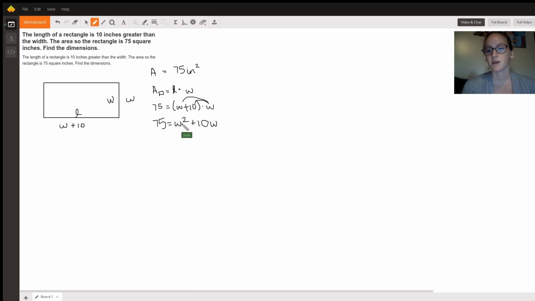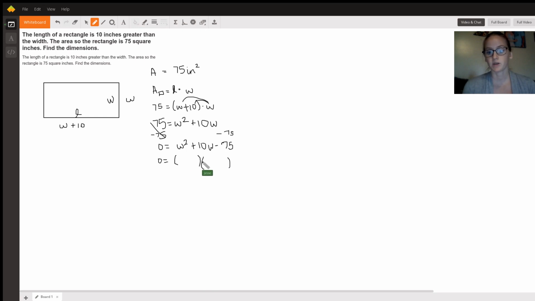Now since we're dealing with a polynomial with a degree of 2, we want to make this into a quadratic equation. So we're going to subtract 75 from both sides. So we get 0 equals W squared plus 10W minus 75. Now we're going to factor this in order to find what W equals. So we're going to set two different parentheses up. Okay, this is how we solve the polynomial.